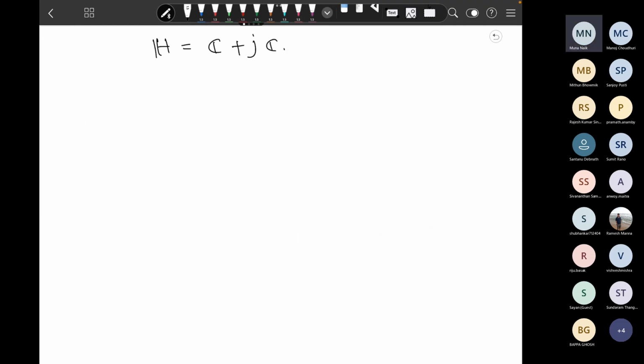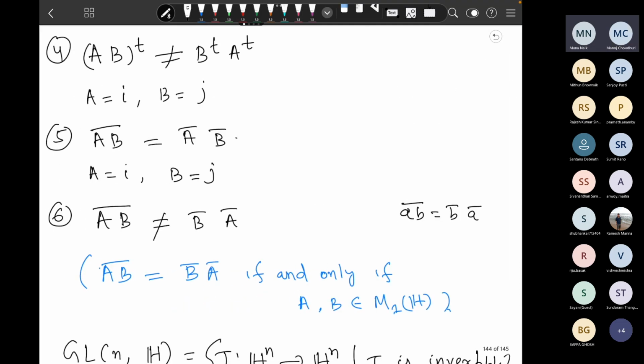Now let q belong to Hn. So that means q is equal to, say... This is so far as a vector space, right?